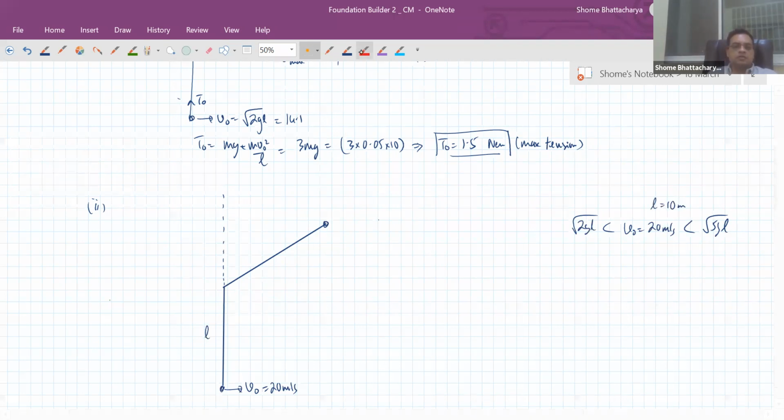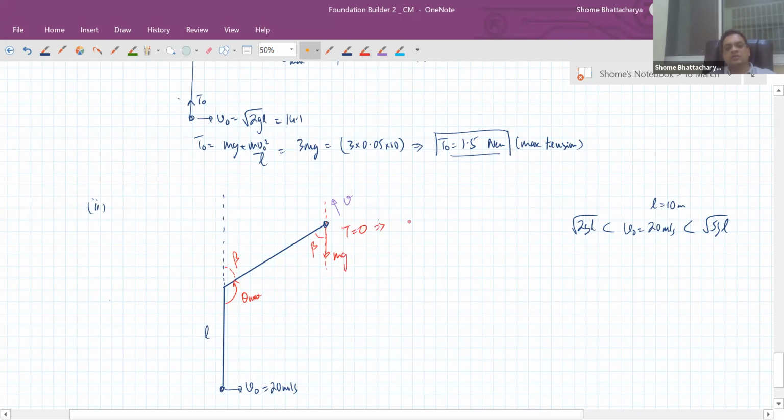Okay. So now let's say it goes to some position like this, where this angle is beta, and it has some speed v over here. So at this point, what is happening? Tension is becoming zero. So that means mg cos beta is equal to mv square by L. That is the first thing.